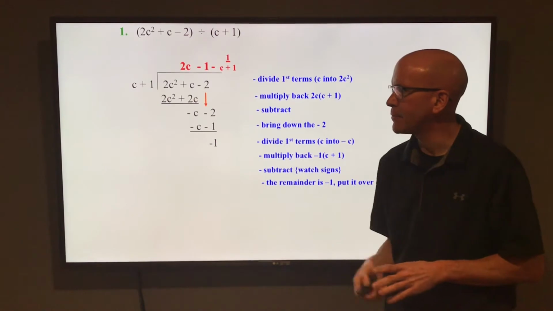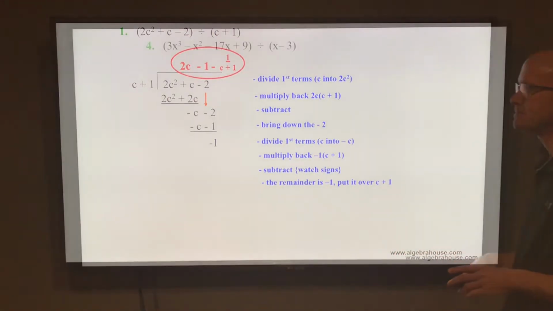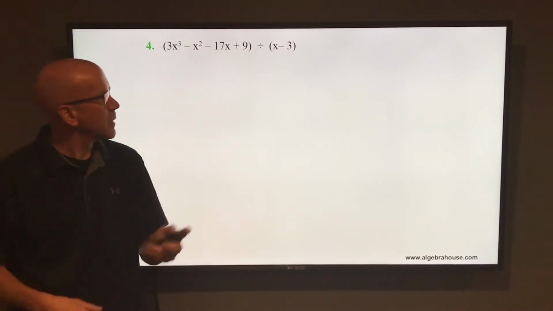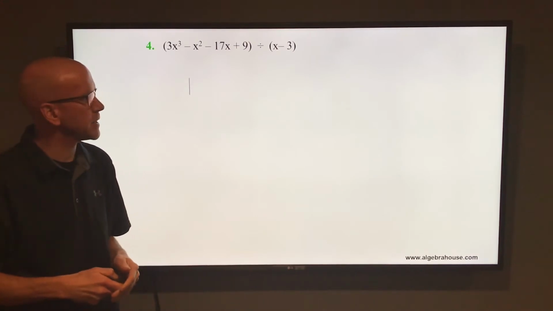And that is it. After you divide, you get 2c minus 1 over c plus 1. Dividing 3x to the third minus x squared minus 17x plus 9 by x minus 3. Once again, set this up with long division.